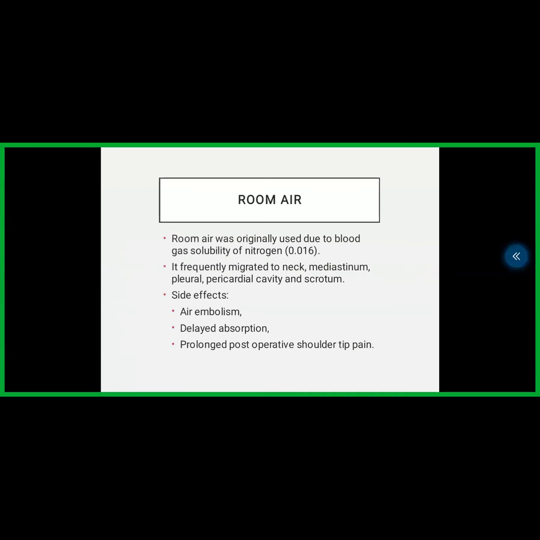Room air was originally used due to the blood gas solubility of nitrogen, which is 0.016. But it has been observed that it frequently migrated to the neck, mediastinum, and some other cavities. And also, because it's not that soluble, the risk of air embolism was very high with it. There's also delayed absorption and prolonged postoperative shoulder tip pain. This is what made room air not favorable for insufflation.